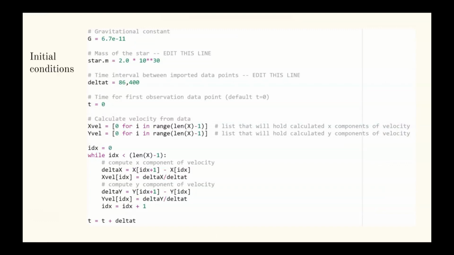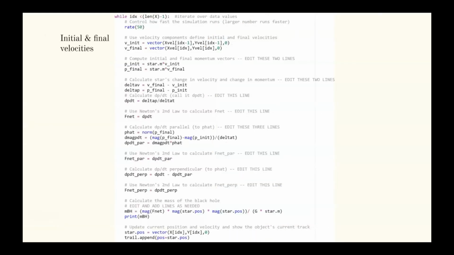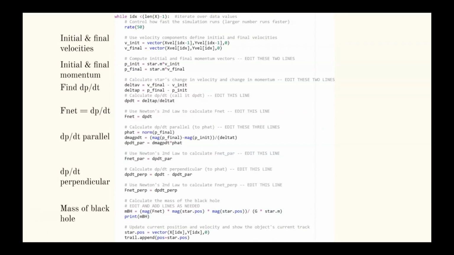For the code for part 1, we have the initial conditions, and then we calculate the star's velocity. And then here we have the initial and final velocities, initial and final momentum. We find dp/dt, and then plug in dp/dt is equal to F net, and then find the dp/dt parallel and perpendicular components, and then find the mass of the black hole.